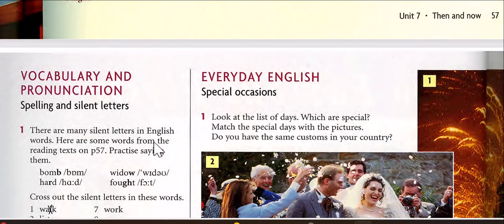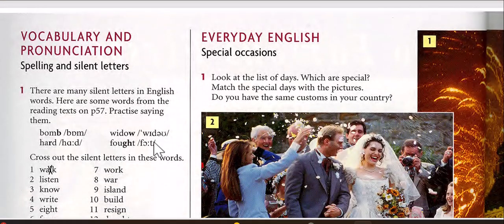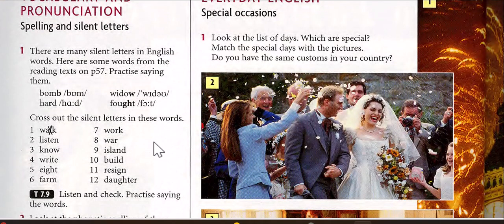And then you can see the vocabulary and pronunciation. You have to check bomb. The B is silent here, and widow, right? Hard, what. So you just understand how you have to pronounce these words. It is very, very important. Cross out the silent letters in these words. You have to practice these things, right?